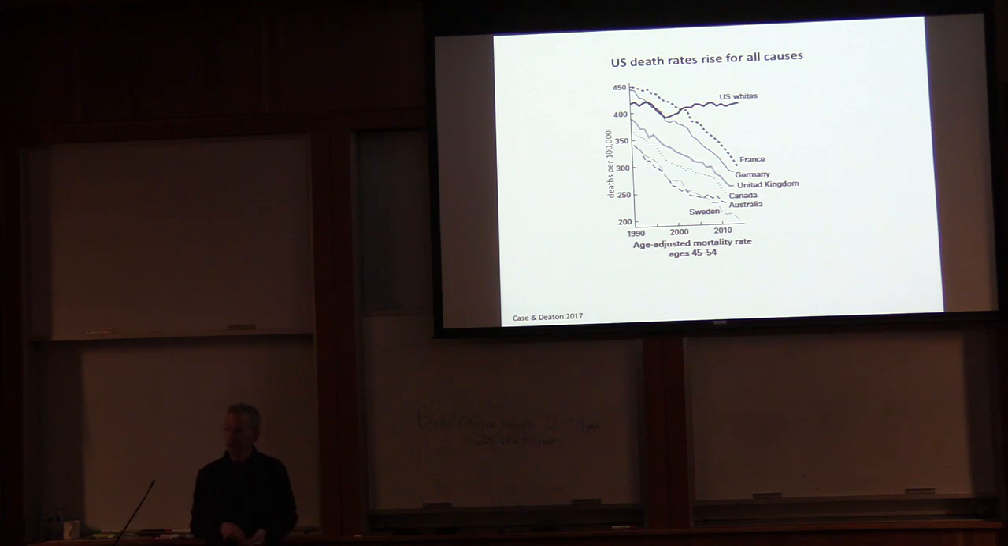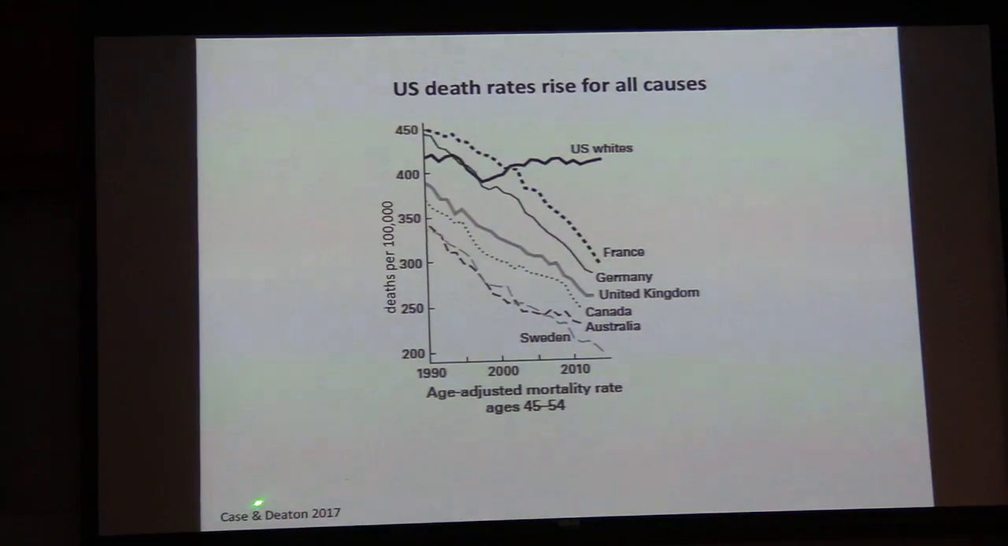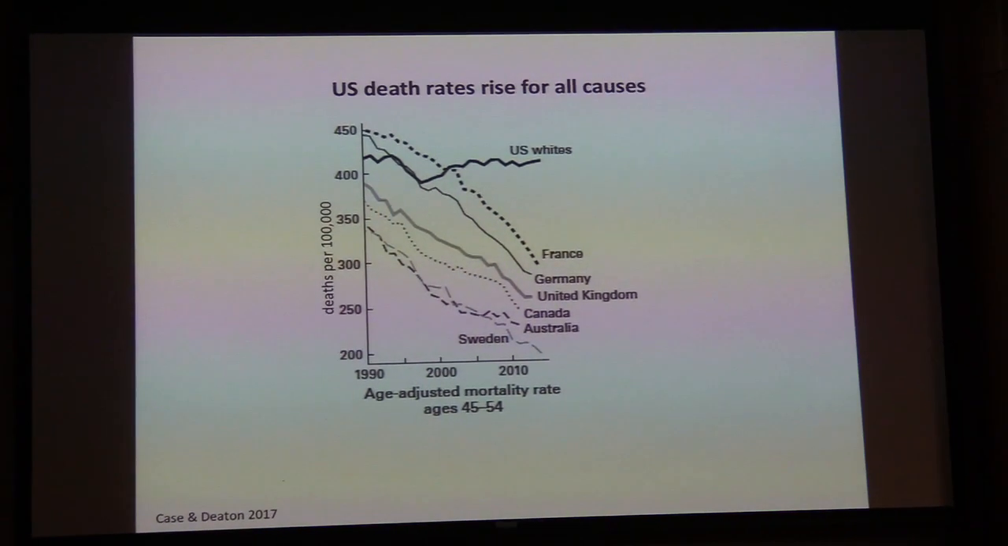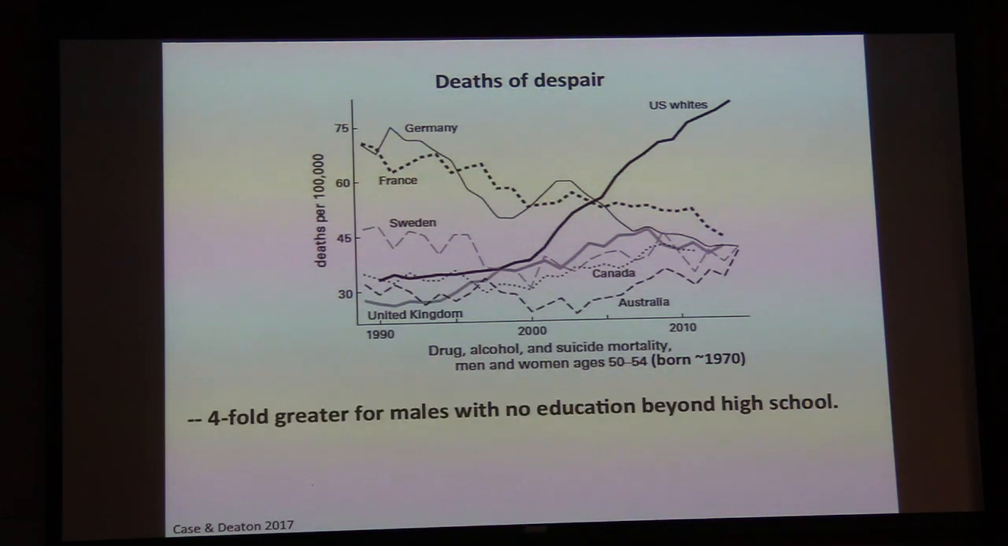The increases in death rate are largest for what these people, this is Case and Deaton, they're economists at Princeton. Deaton won a Nobel Prize in economics. They point out that the death rate is steepest for what they call deaths of despair, which include drugs, alcohol, and suicide. Now this cohort of U.S. whites born in 1970 and now 50, this rate is fourfold higher for males without any education beyond high school, and that includes 60% of white males.